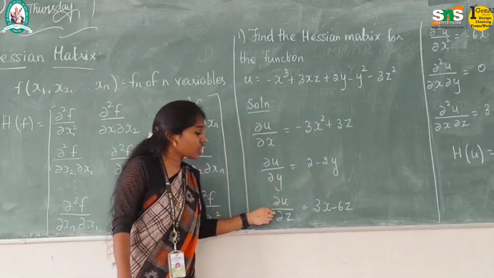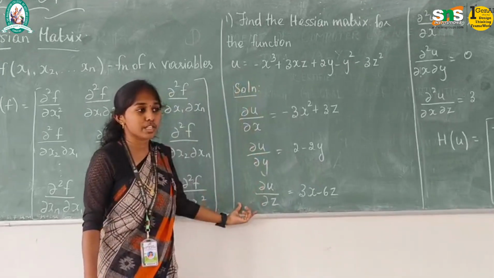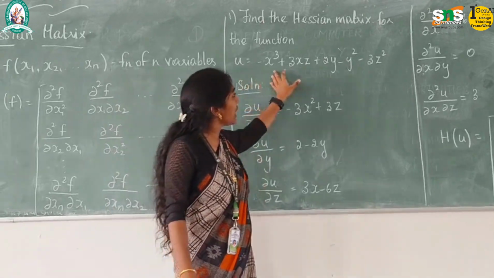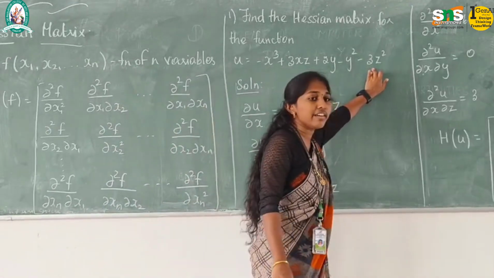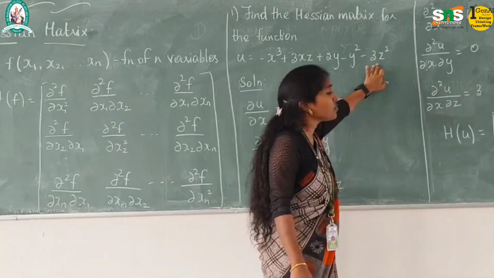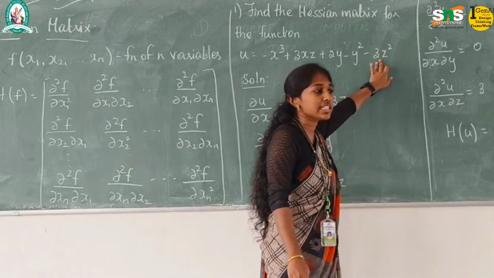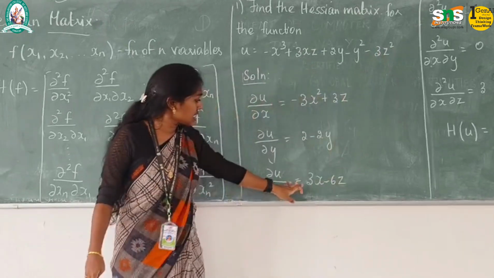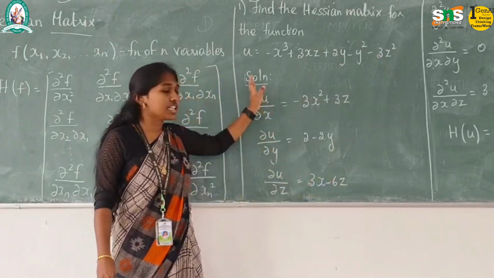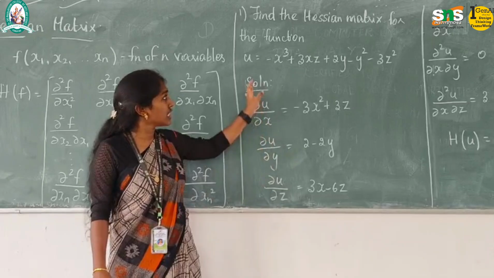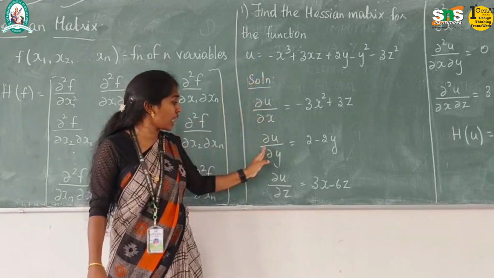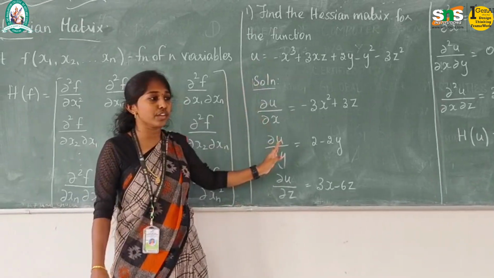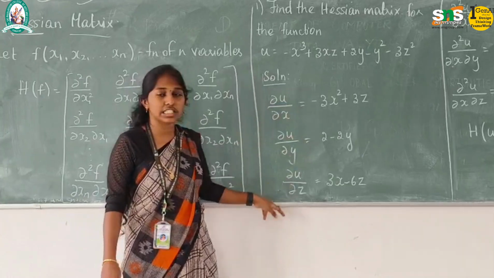Then we are going to differentiate the same function with respect to z. We search for where the z variables are. Here only we get a variable in the 3z square. So we differentiate this 3z square with respect to z, and I get an answer as minus 6z, so 3x minus 6z. So these are the values we get by differentiating the function u with respect to x, y and z.